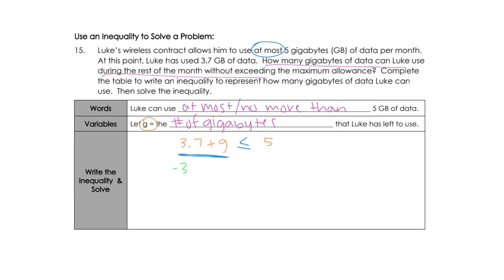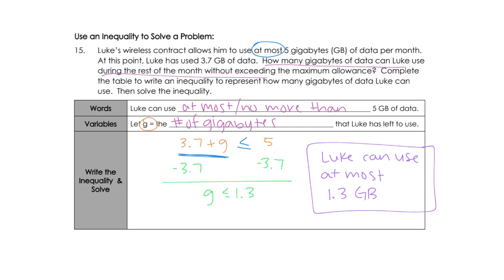So then we're going to subtract 3.7 from both sides. And that's going to give us g is less than or equal to 1.3. And then don't forget, since it's a word problem, we have to actually answer in words still. So we can say that Luke can use at most 1.3 gigabytes. Now, something I need you to understand is you have to include that at most there in your answer, or you could say no more than. So Luke can use no more than 1.3 gigabytes.